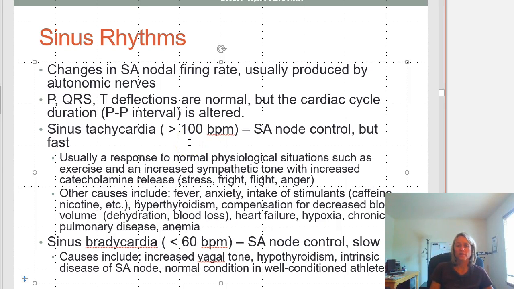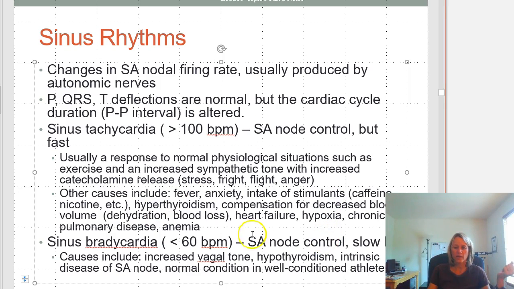With fight or flight, stress, anxiety, or anger. We can also see tachycardia due to fever, anxiety, caffeine, hyperthyroidism. It can be a compensation to help raise blood pressure, such as with decreased blood volume or with heart failure. It can be seen as a compensation in hypoxia or COPD or anemia. So once again, with sinus tachycardia, the signal originates in the SA node. It's a normal signal, but it's fast.